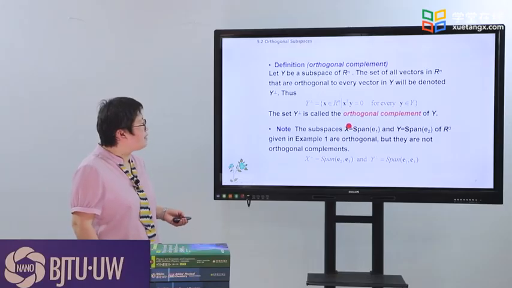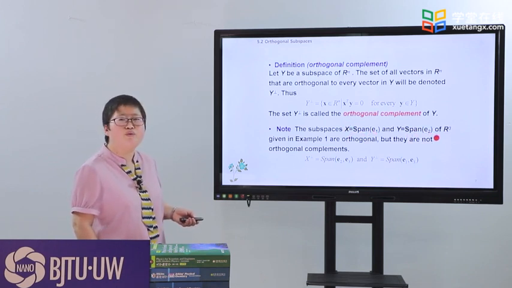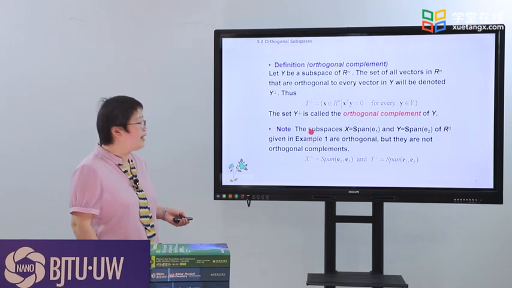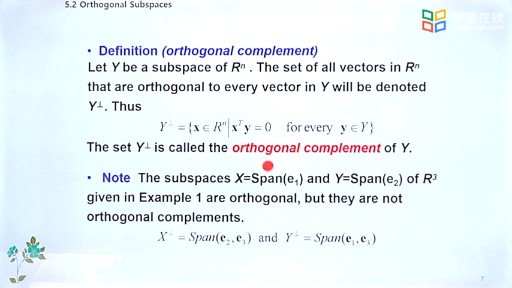Note, the subspaces X equals span of e1 and Y equals span of e2 of R3, given in example 1, are orthogonal because every vector in this subspace and every vector in the latter subspace, if you do the scalar product, is 0. However, they are not orthogonal complements.